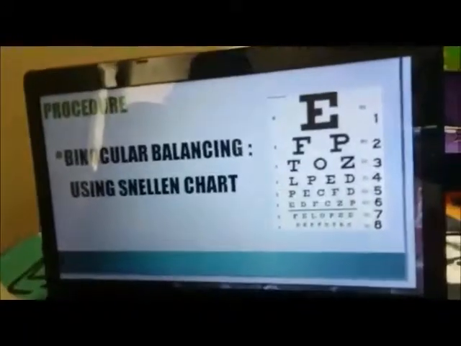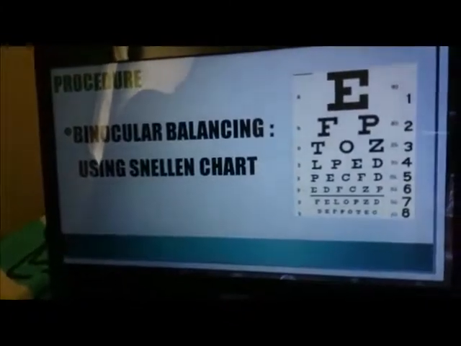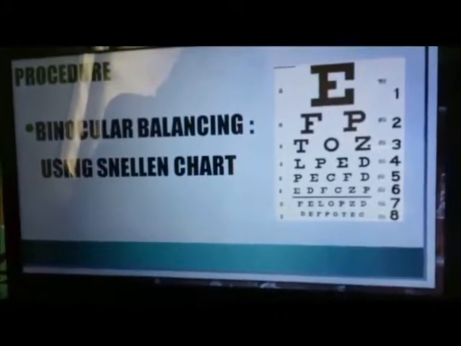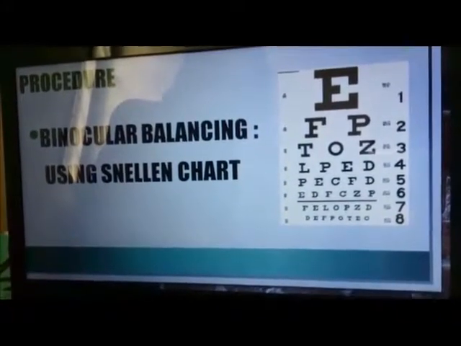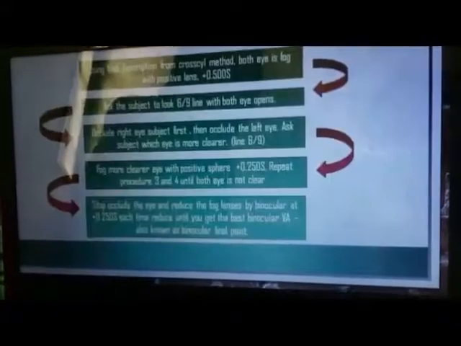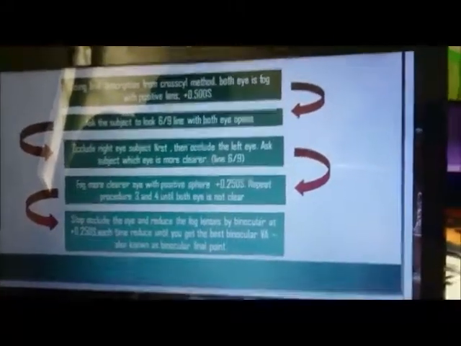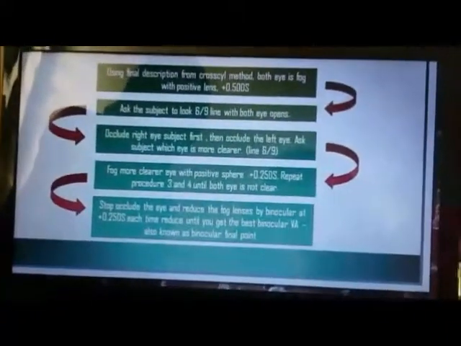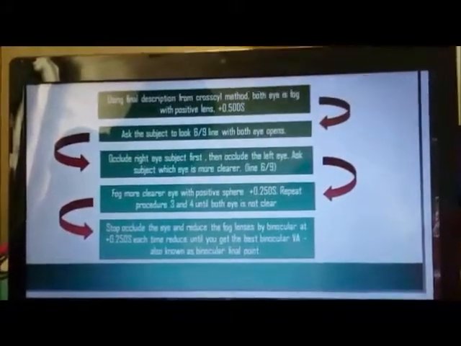Procedure. As we compare the Snellen chart and Duochrome for binocular balancing, we have two procedures here. For using the Snellen chart, first, using the final description of the process method, both eyes are fogged with positive lens 0.5 DS.